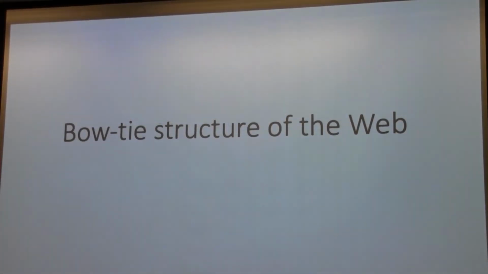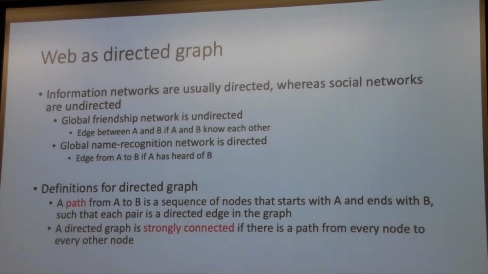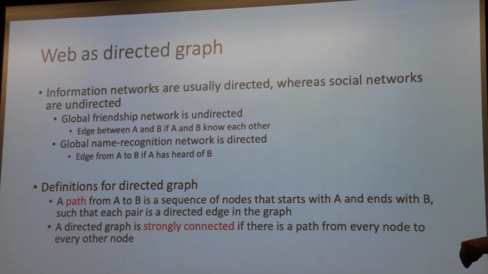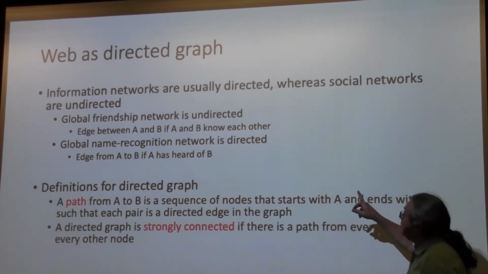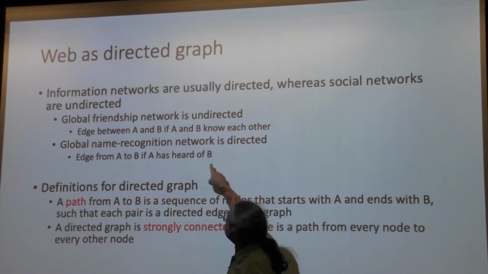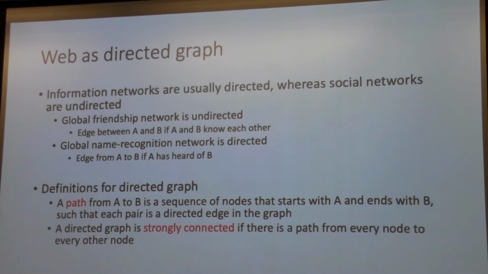Now we'll talk about the web. Let me first talk about the structure as a graph. The web is a directed graph. Information networks are usually directed because you have a source and something you're looking for. Social networks are usually undirected. Global friendship is undirected. A and B know each other. But sometimes it's directed. A has heard of B, for example.